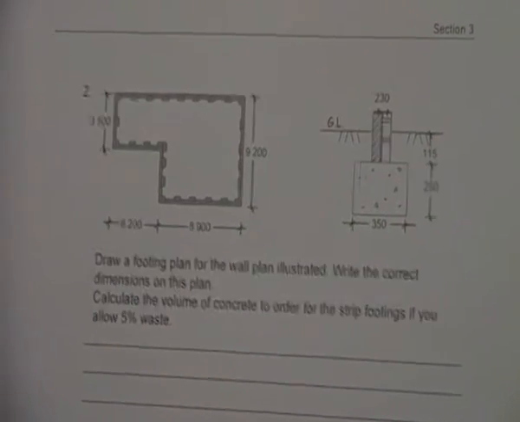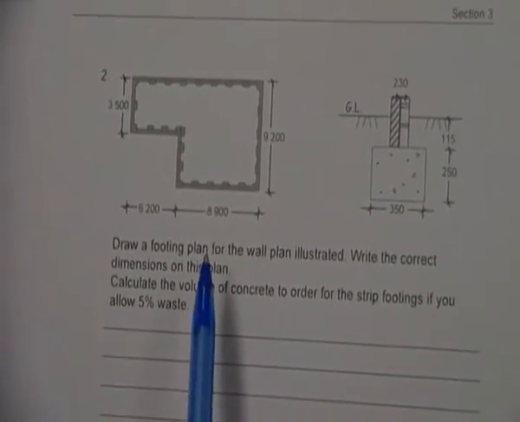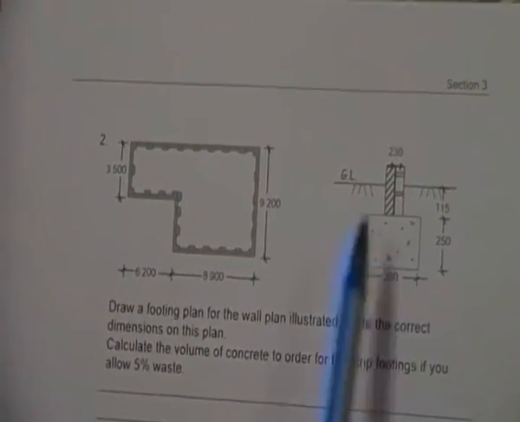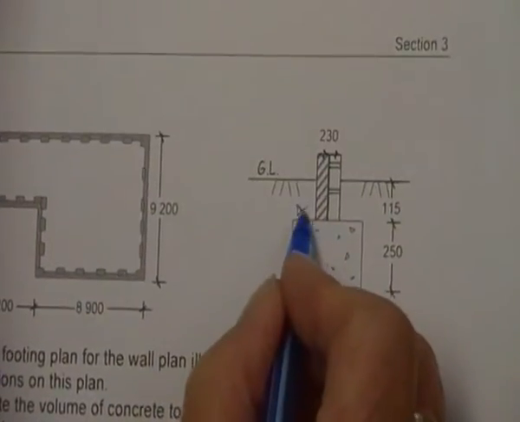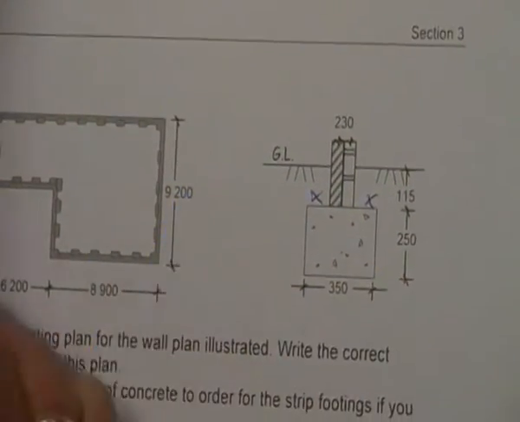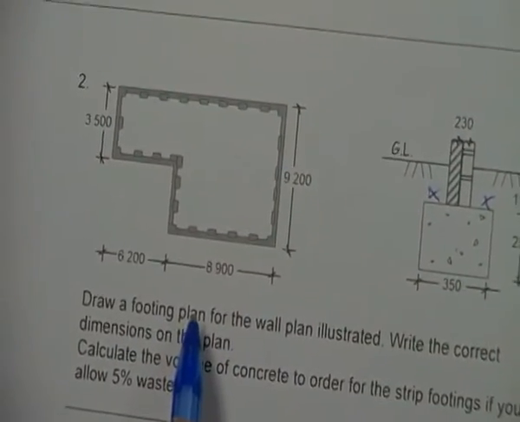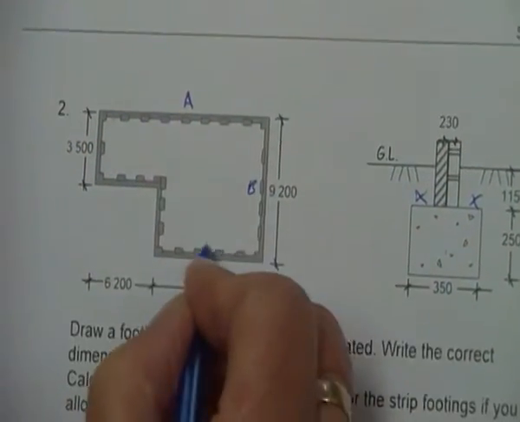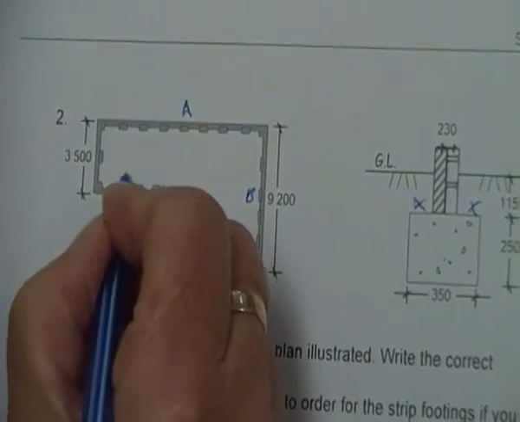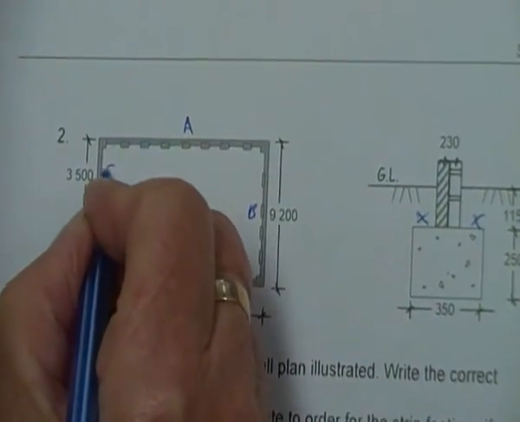So question 2, we are going to be calculating a strip footing from a brickwork plan. Okay, so we have to find our X factor. Now before we even do that, we need to put our figures on the page. So I'm going to label the sides first up, A, B, C, D, E and F.